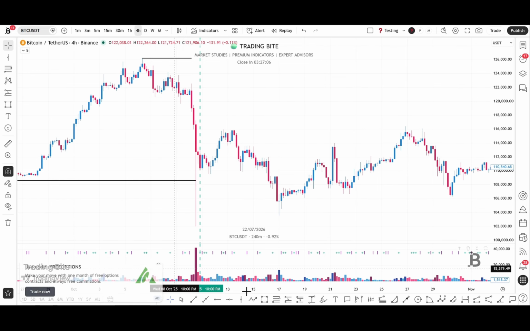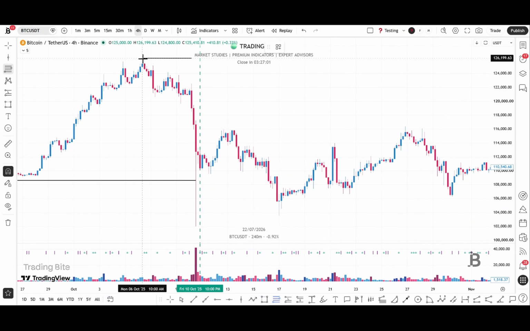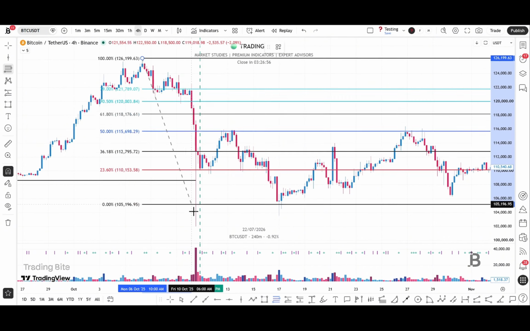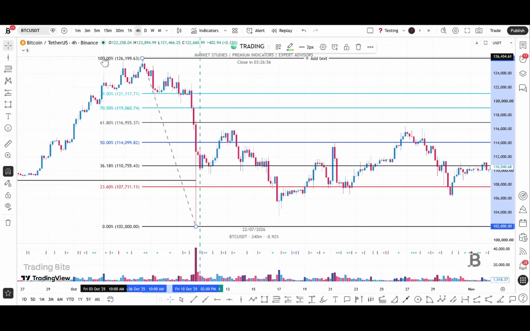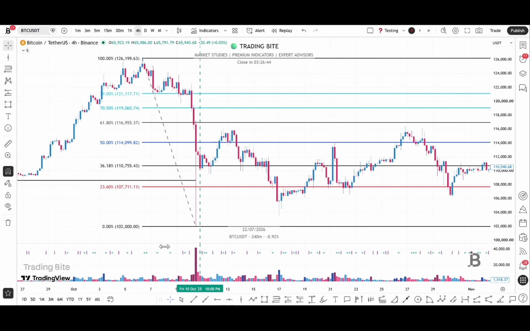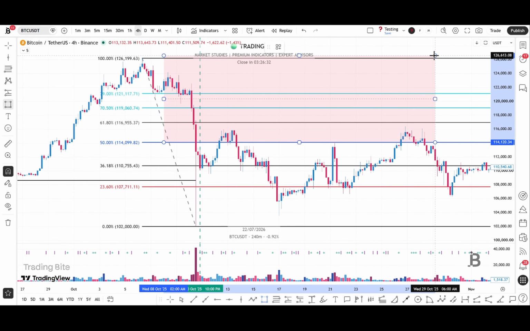So here we can use the fib from this high point right here to the low point here. That will be our 100 and this will be our 0, as you can see, and then the price is also there. So now everything that is above 50% is our discount zone. I mean premium zone. This one is our premium zone, and this is our discount zone.